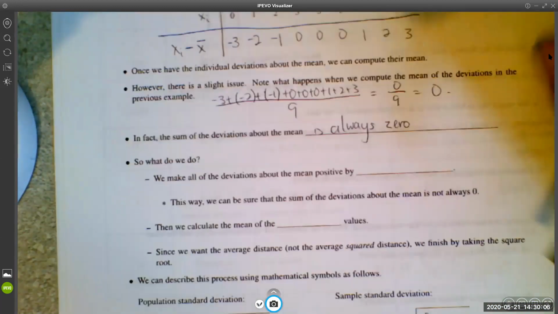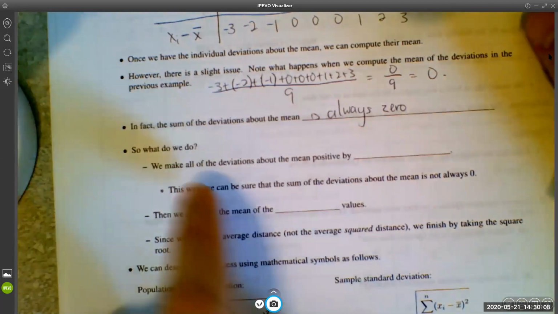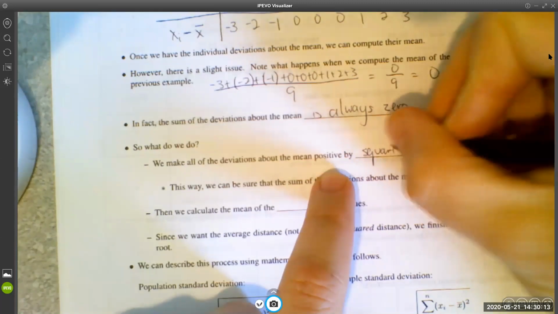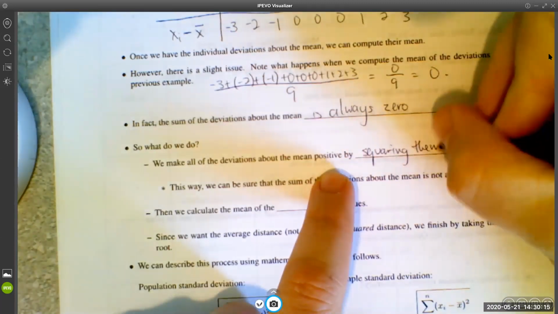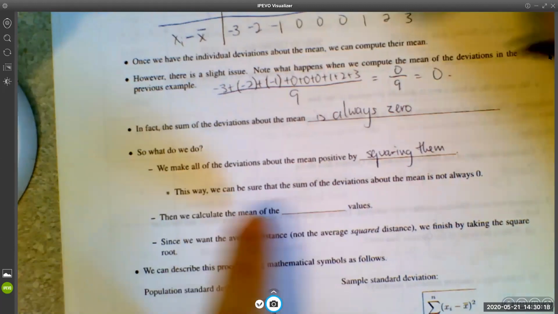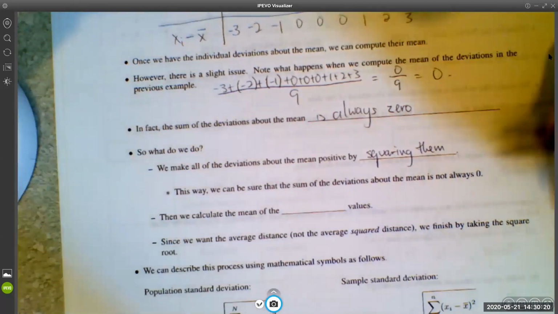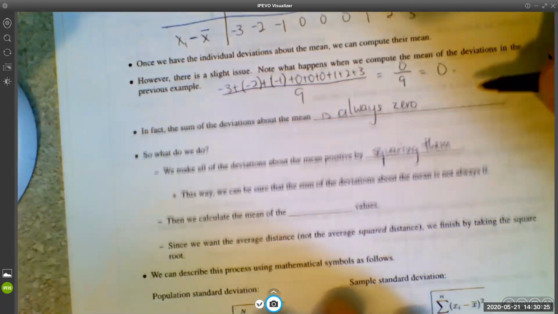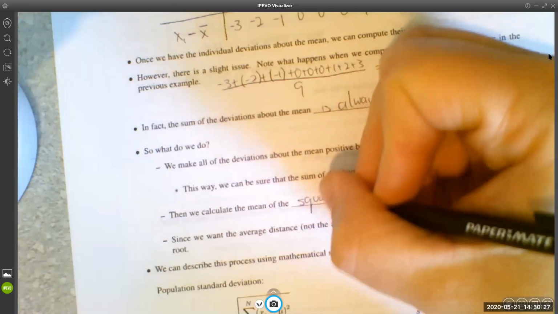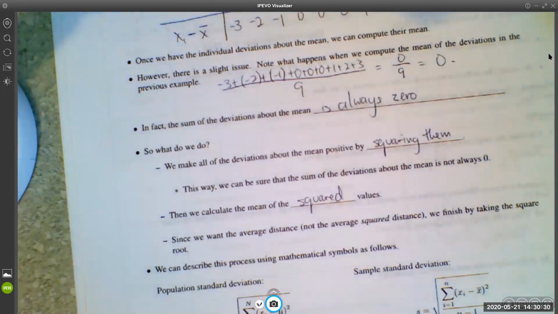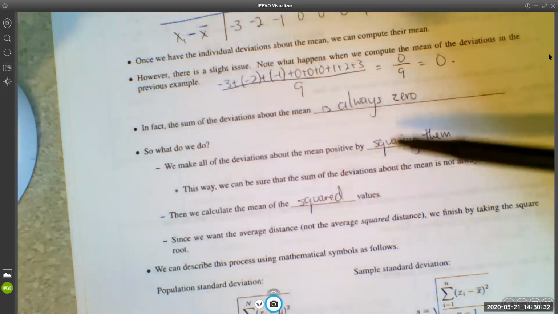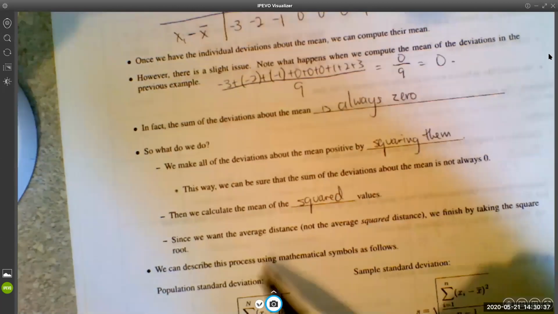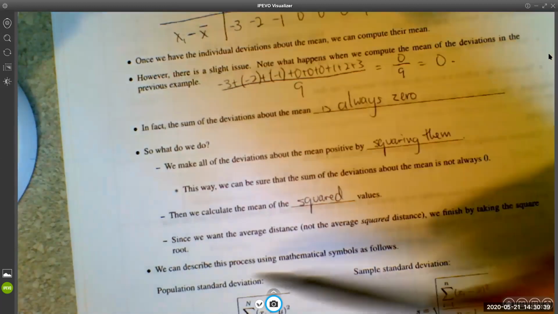Well, so what do we do? We're going to make the deviations about the mean positive by squaring them. This way we can be sure that the sum of the deviations about the mean is not always 0. And then we'll calculate the mean of the squared values. What that's going to give us is the average squared distance, but we didn't want the average squared distance, we just wanted the average distance. So we'll finish off by taking the square root.